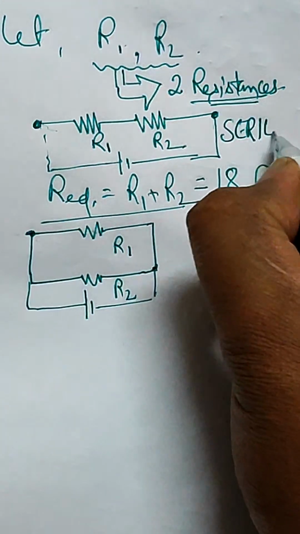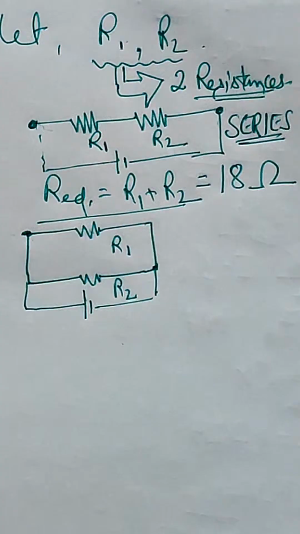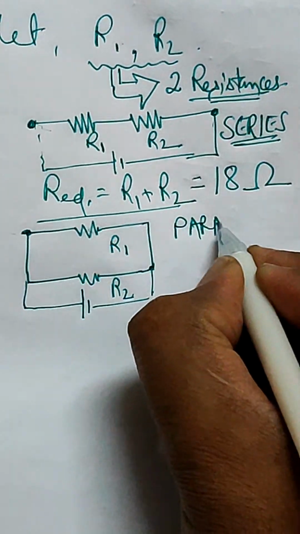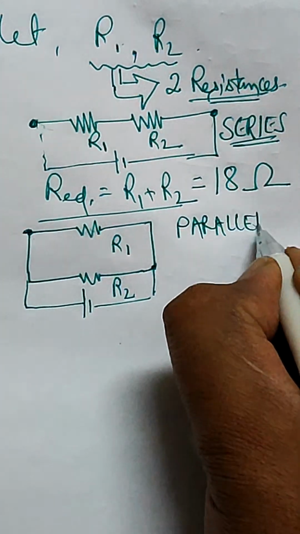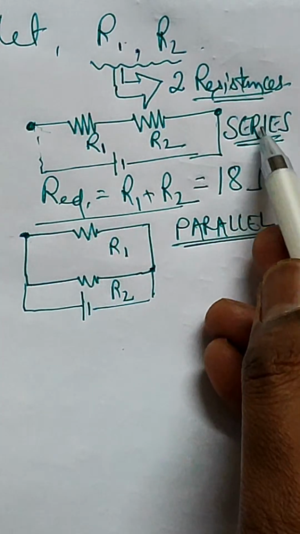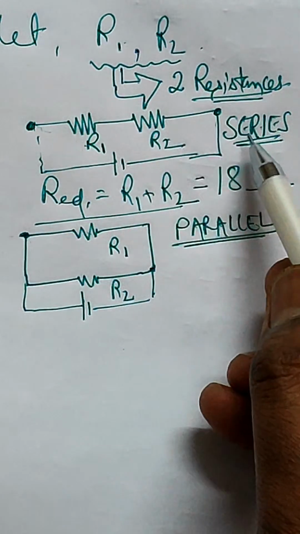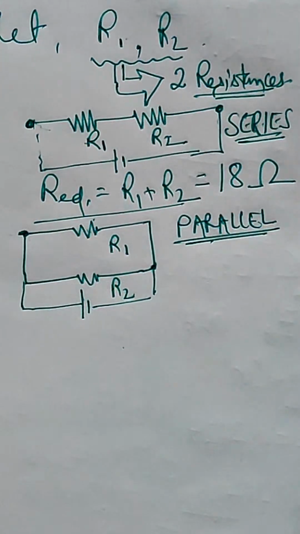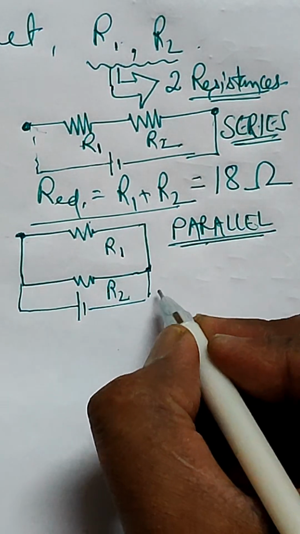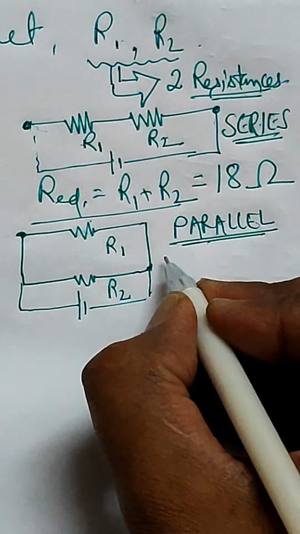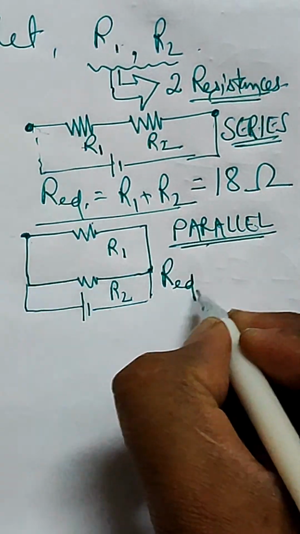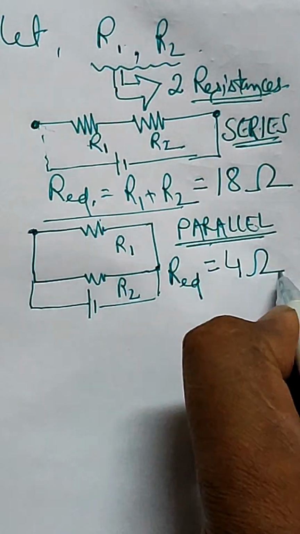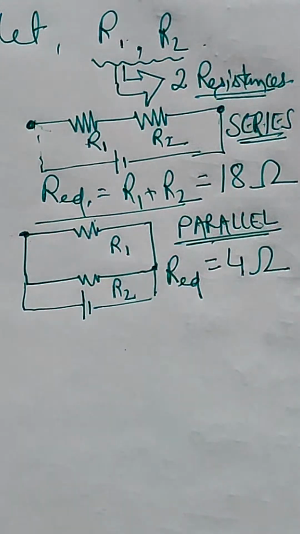This was the series connection, and this is parallel. So here R1 and R2 are connected in series, and here R1 and R2 are connected in parallel. It's given that R equivalent for the parallel connected circuit is 4 ohm.